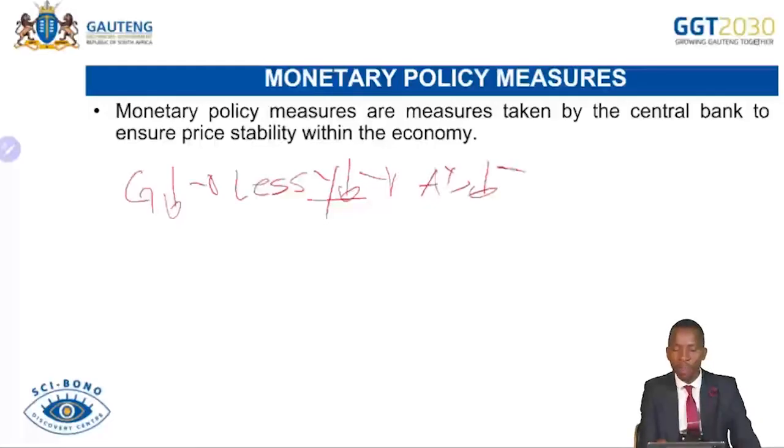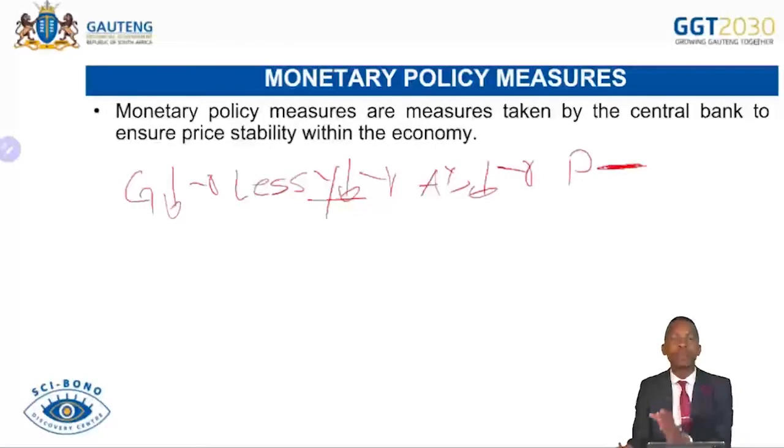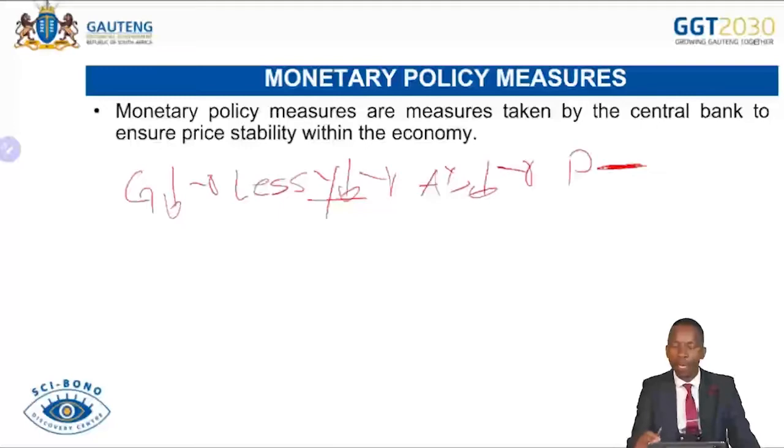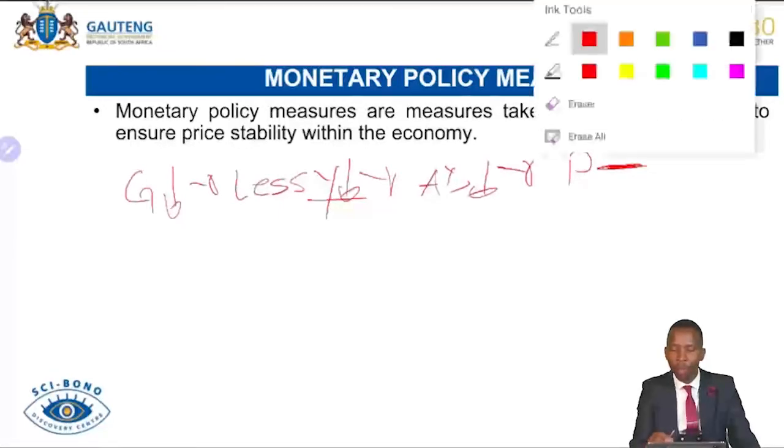Because of the decrease in aggregate demand, that will lead to prices trying to be a little bit flatter, because now the demand might be equal to the supply. The demand might meet the supply because the demand is no longer increasing because of less money being made available in the economy.